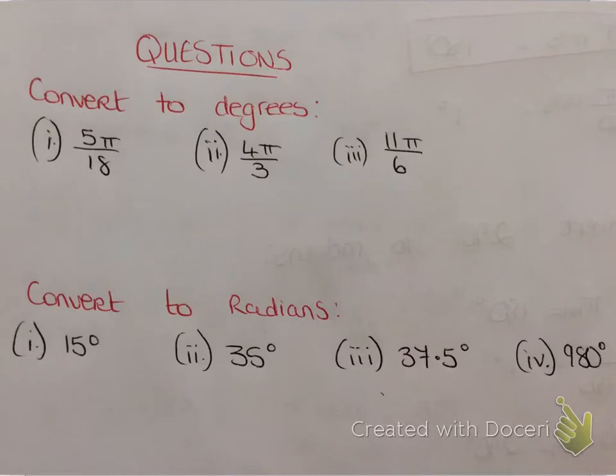Right, pause the video now and I want you to go and work on these questions. So question part A, I suppose we'll call this A and we'll call these B. Questions A, converting radians into degrees, and in question B, you're converting degrees back into radians. So pause the video.